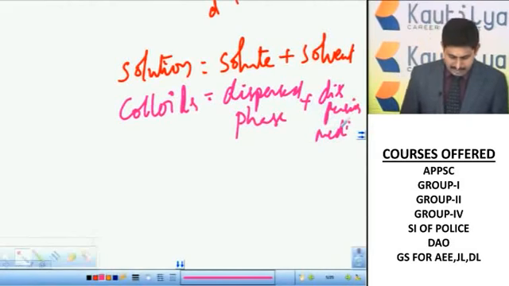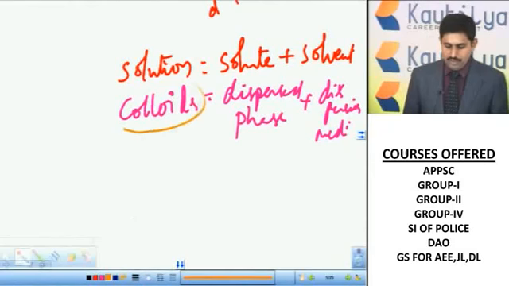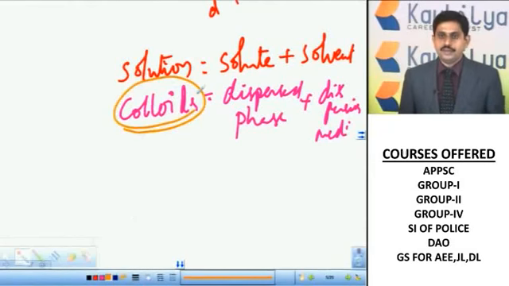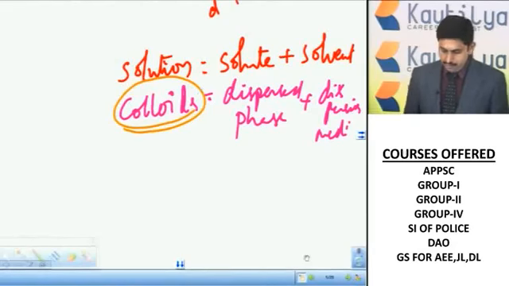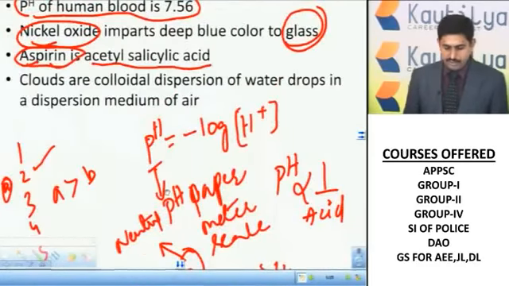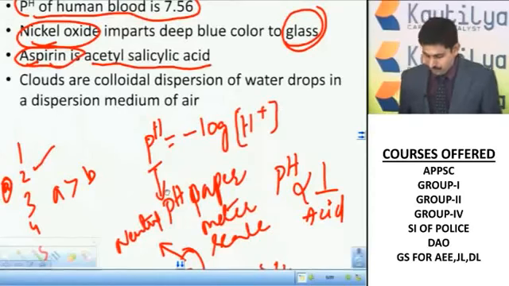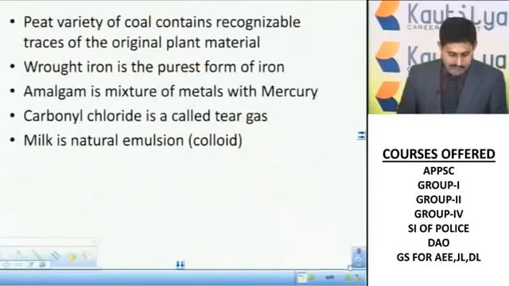See, the formation of a rainbow is because of the colloidal solution, that is, clouds. Because of the clouds, the water droplets absorb the light, and this light is exposed on the water drops. So these exposed water drops appear like a rainbow. So that is about the colloidal solution: a cloud is a colloidal dispersion of water in a dispersion medium called air.